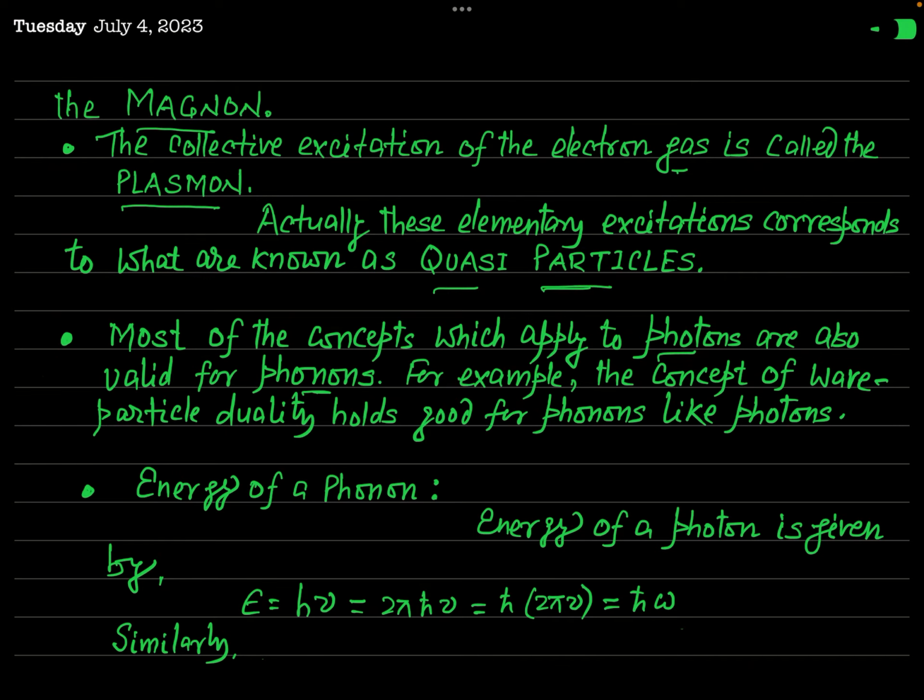In the similar manner, elastic waves also have dual character. They behave like waves as well as particles, and the particles of elastic waves are phonons. So phonons, which are the quanta of elastic wave or lattice vibration, also possess dual character, just like photons. The concept of wave-particle duality holds good for phonons just like photons, so you can draw the properties of phonons just by knowing the properties of photons.